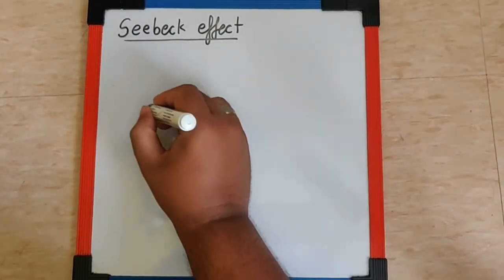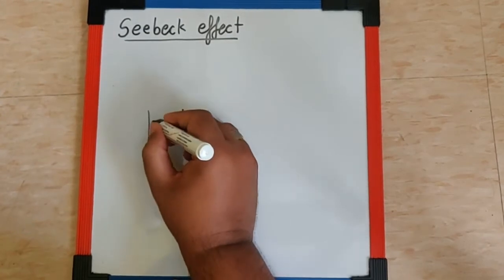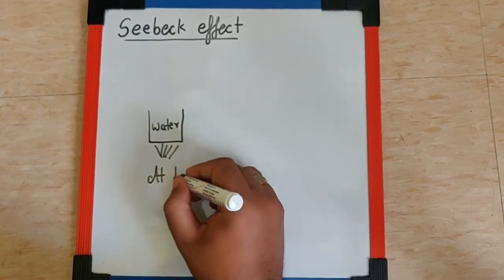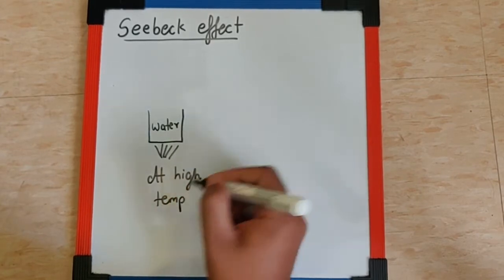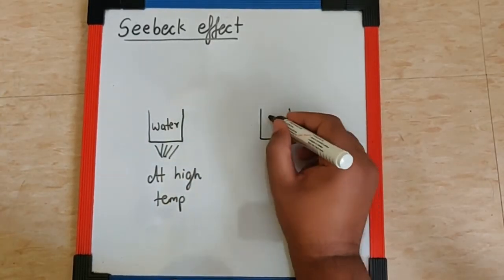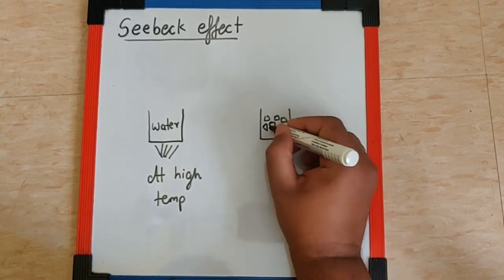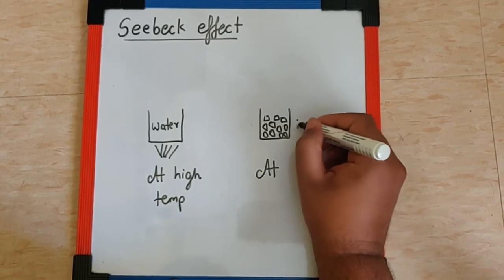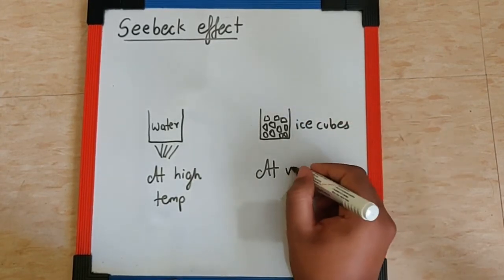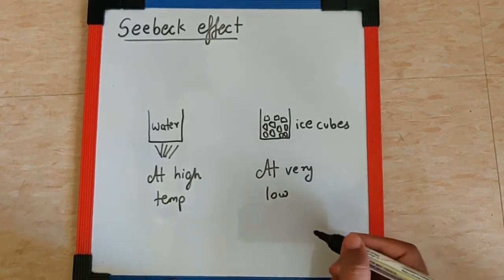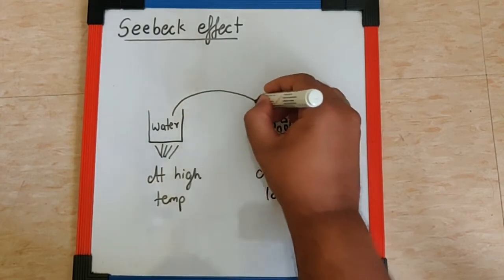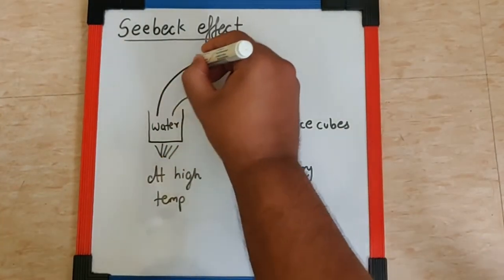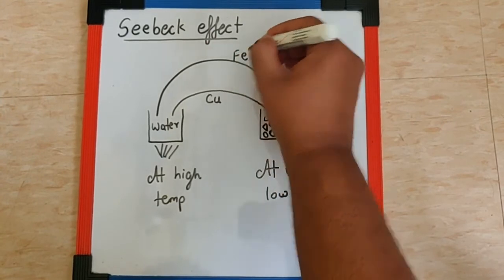For example, if we take water which is heated, that means at very high temperature, and another container filled with ice cubes, that means at very low temperature, and we connect them with one wire of copper and another wire of iron.